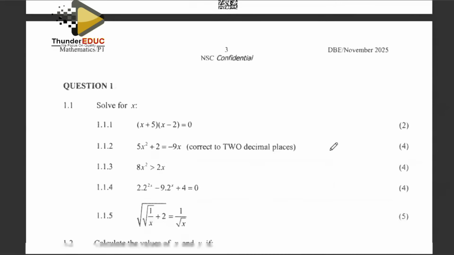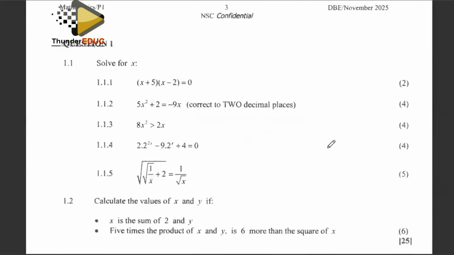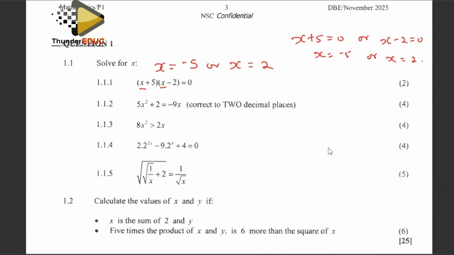All right, question number 1. And they want us to solve for x. And then the question tells us that (x + 5)(x - 2) is equal to 0. So this is a dot product, meaning that the first answer should be a negative 5, or x should be a positive 2 by equating these ones, meaning that x plus 5 is a 0, or x minus 2 is a 0. X will be a negative 5, or x will be a positive 2.